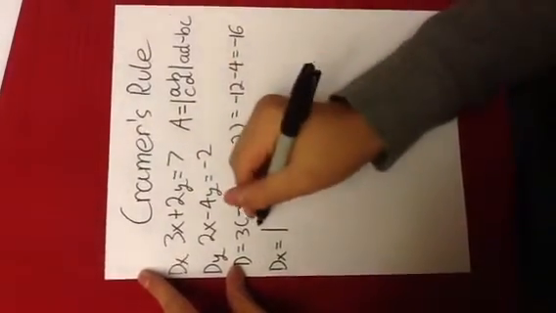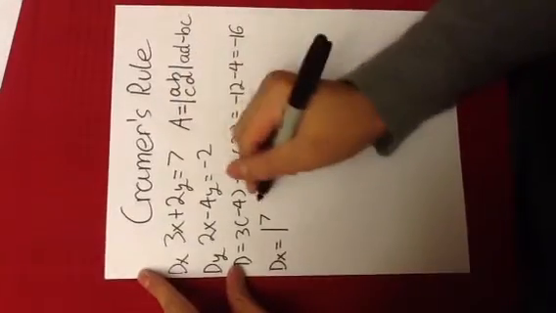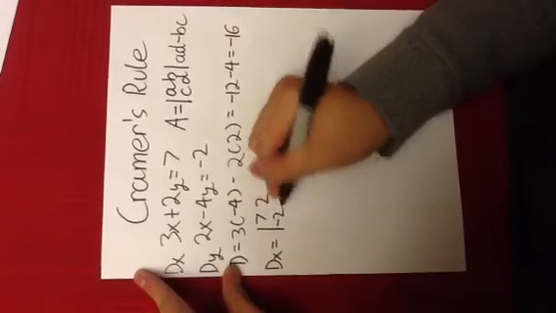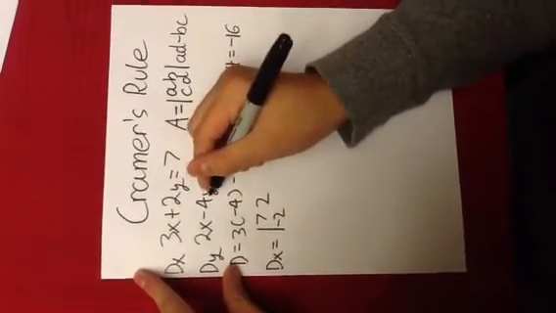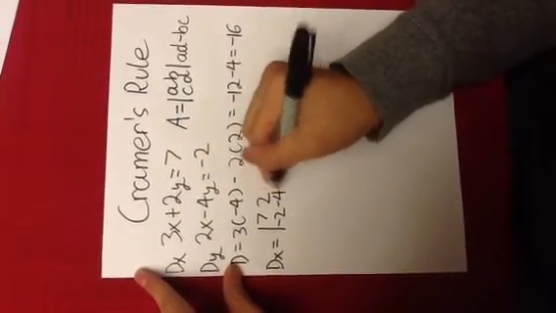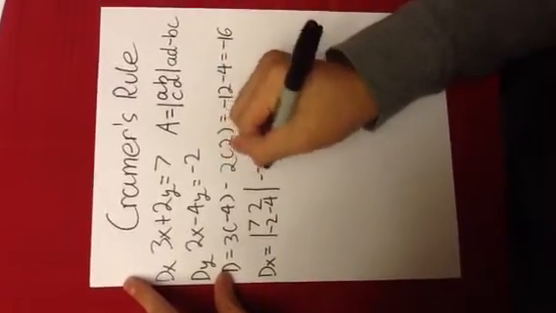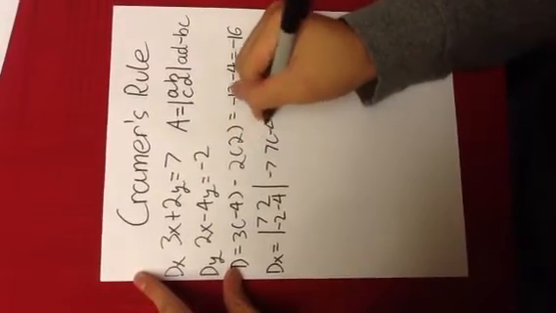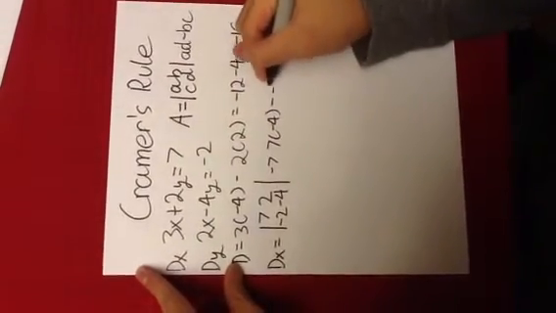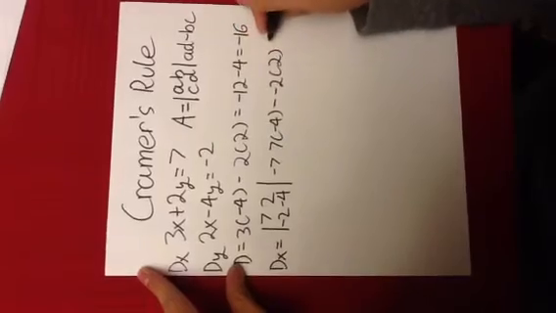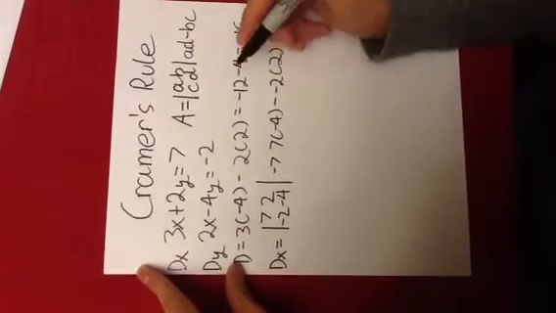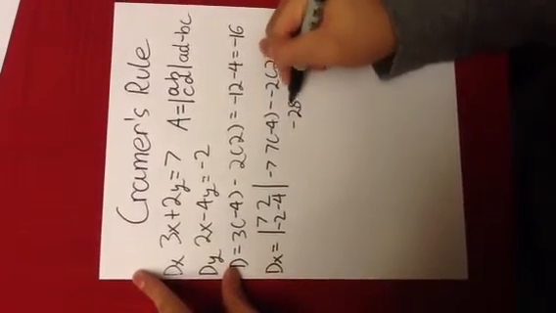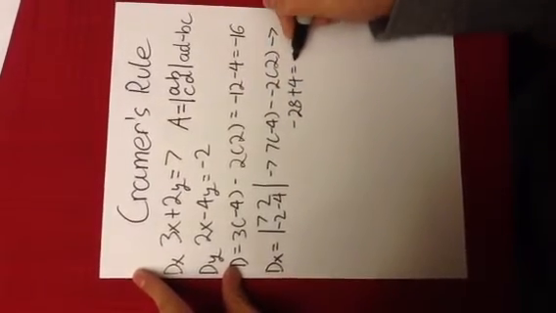What I mean is take the answer 7, take the y coefficient 2, take the second answer minus 2, and take the y coefficient minus 4. Use the same format, AD minus BC: 7 times minus 4, minus 2 times 2. Make sure the minuses cancel out to make a plus. So you have minus 28 plus 4 equals minus 24.